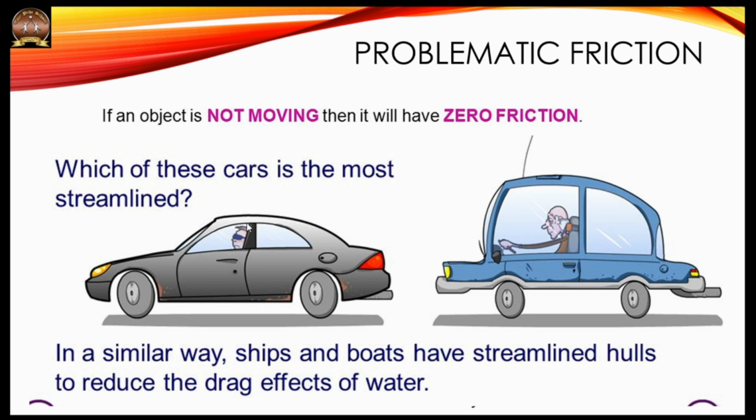Which of these cars seem to be more streamlined? As you can see, air would flow right over the first car, whereas it would resist the movement of the second car even more. Therefore, we could say that the first car is more streamlined than the second one. In a similar way, ships and boats also have streamlined hulls to reduce the drag effects or the slowing effects of water due to water resistance.